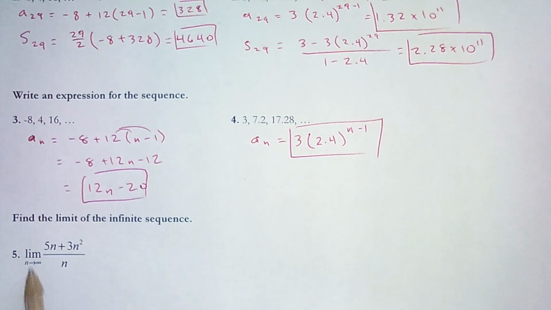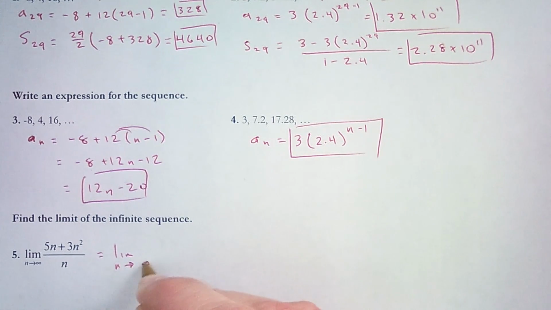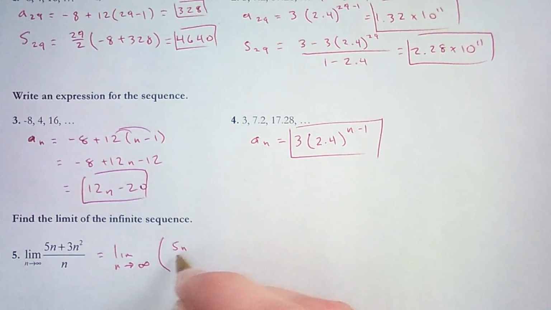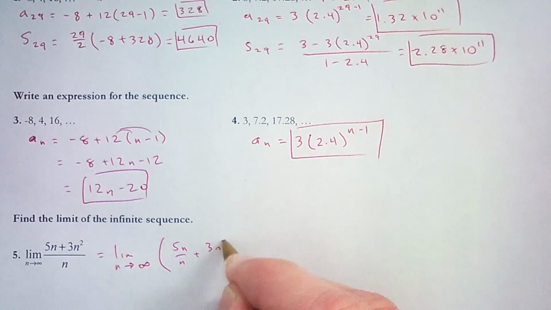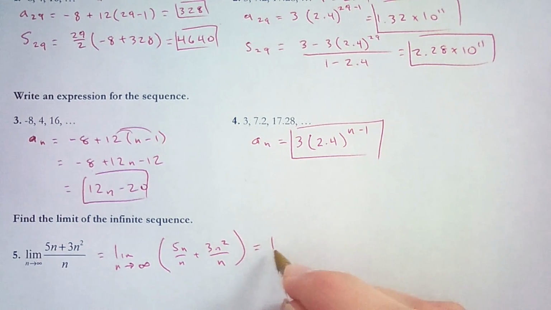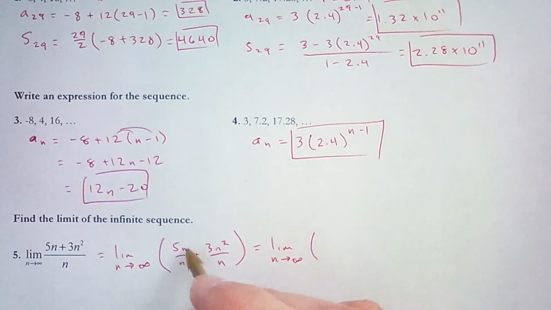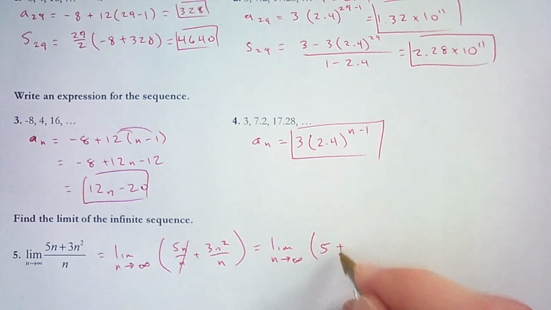So we have here the limit as the term number approaches infinity of 5n plus 3n squared all over n. I am going to split that fraction. So I have the limit as n approaches infinity of 5n over n plus 3n squared over n. So I just took that fraction and split it into the sum of two fractions. And now I can simplify them. So it's the limit as n approaches infinity of, those cancel, so 5 plus 3n.